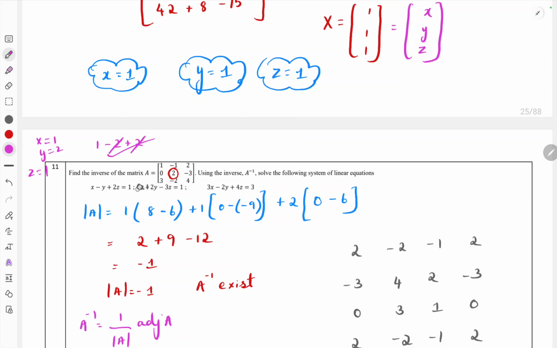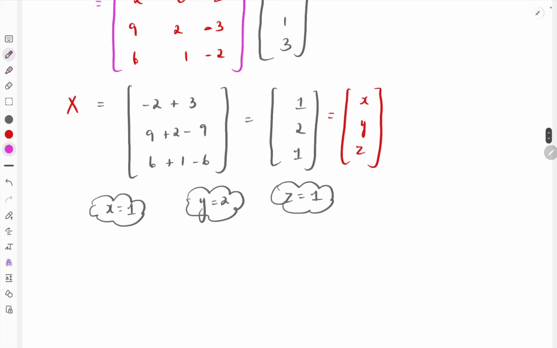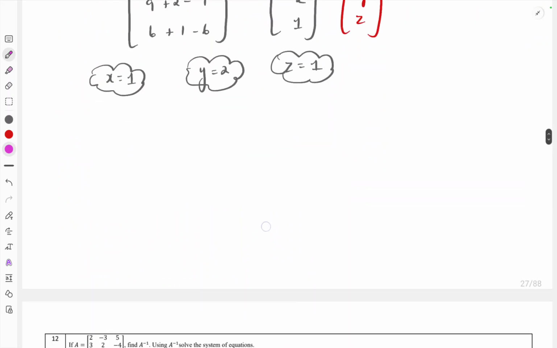For the second equation we have 0x, no need to substitute x. 2 times y, 2 2s are 4. So 4 minus 3 is 1. For the second equation also it is true. What about the third equation? So 3 minus 2 2s are 4 plus 4. So 4 minus 4 will get cancelled. So 3. So for the third equation also it satisfies. So our answer is correct. Like this we can check whether our answer is correct or not.